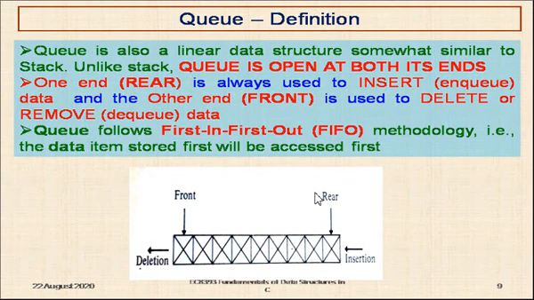So now let's discuss queue. Queue is also another linear data structure, somewhat similar to stack. Unlike stack, queue is open at both its ends. One end is the rear end, the other is the front end. At the rear end, we always insert or enqueue the data. And at the other end, that is the front end, we delete or remove the data, or dequeue the data. So insertion is otherwise called enqueue, and deletion is called removal or dequeue operation.